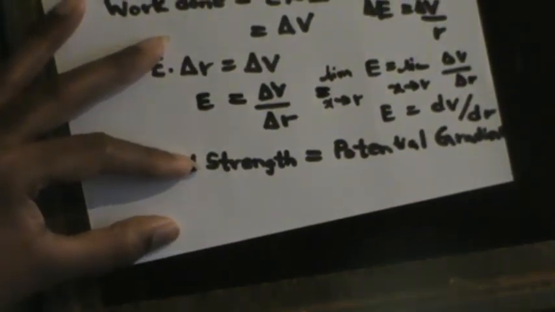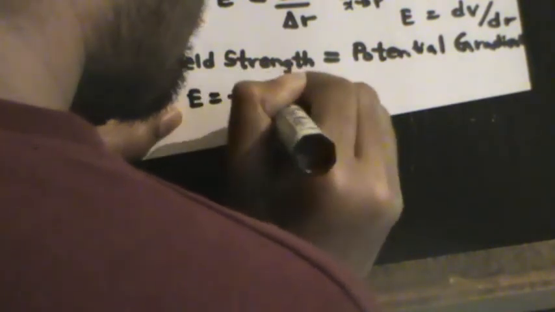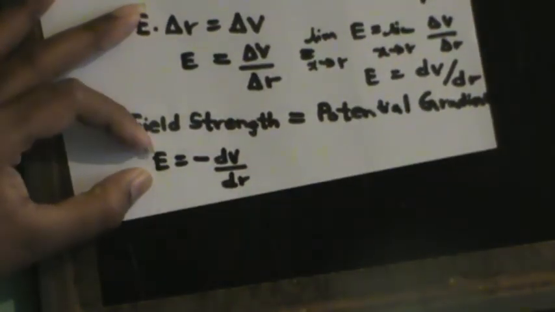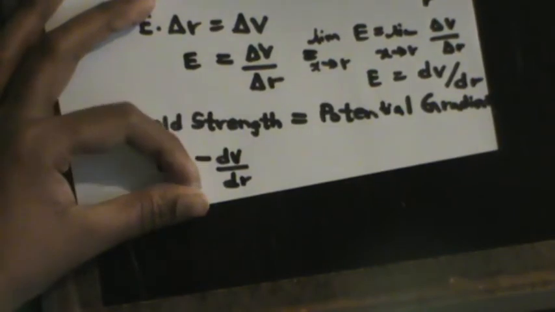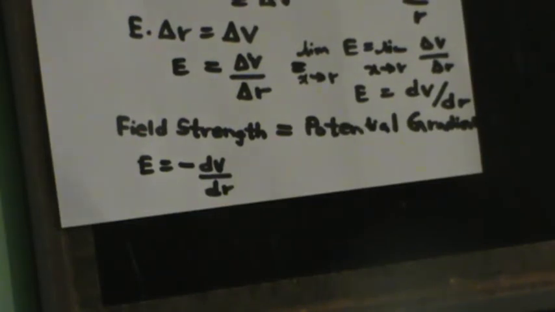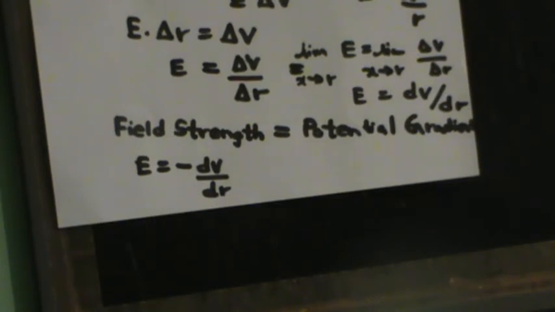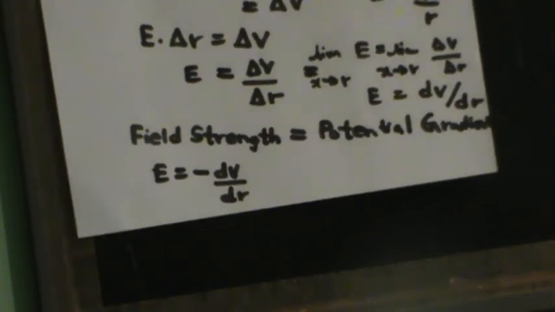Since the value of R increases when the potential decreases, there's actually a negative relationship. So E is not equal to dV by dR, but E is equal to minus dV by dR. In magnitude the field strength is equal to the potential gradient, but since field strength is a vector, it's not equal to the potential gradient in direction. It's in the opposite direction, because the work is done by an external agent. So E is equal to minus dV by dR. That's the relationship between field strength and potential gradient.